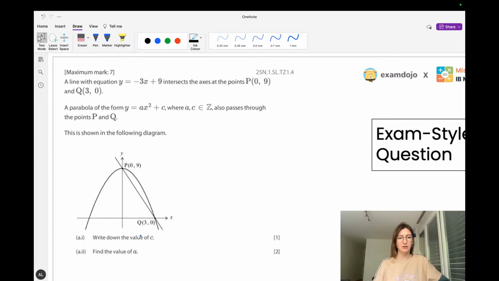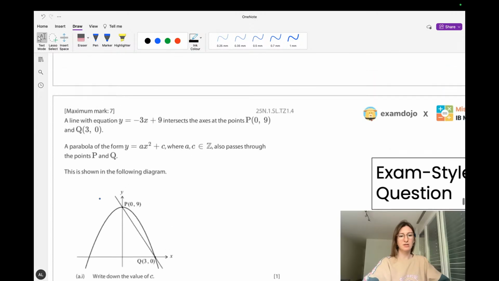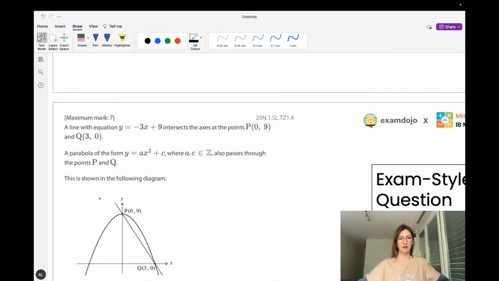Where does c come from? So let's ignore that even. I'm taking it off the screen, and we're just going to familiarize ourselves. Okay, so there is a line with an equation, y equals minus 3x plus 9. That must be my linear function. So that one over there is my linear function, okay?